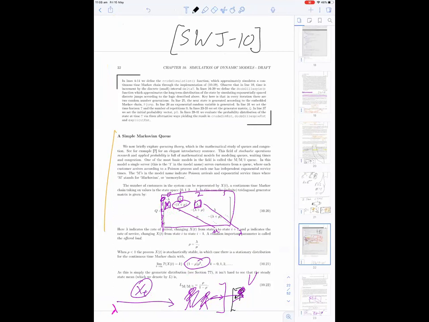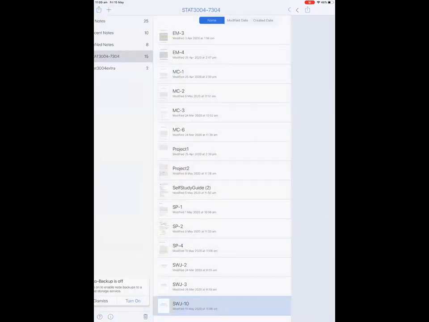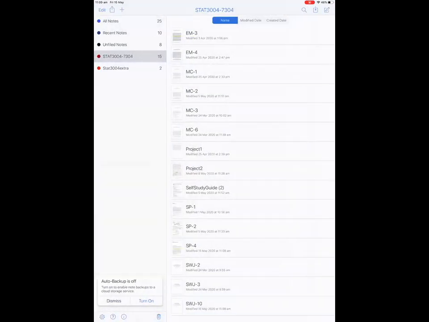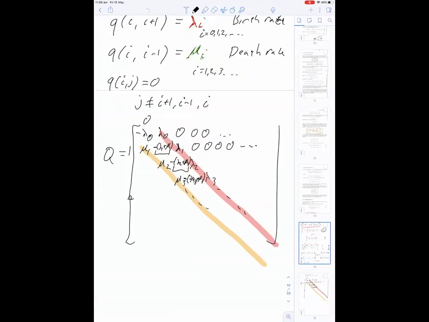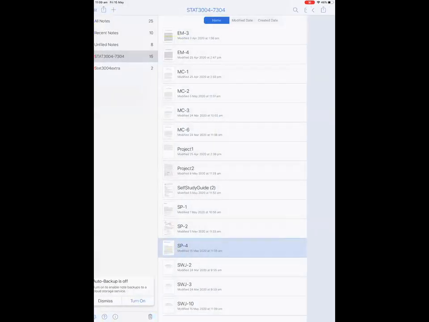One more thing in the chat. William is asking, this is a generator matrix, right? Yeah, that's a generator matrix. Did I call it something else verbally? Did I say transition probability matrix? It's a generator matrix if I did not call it that. So this here is the generator matrix. Okay, so back to SWJ10.